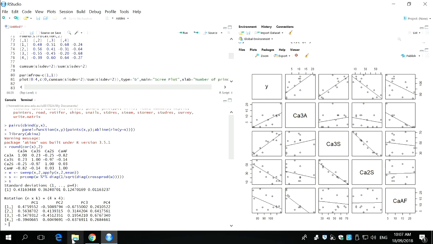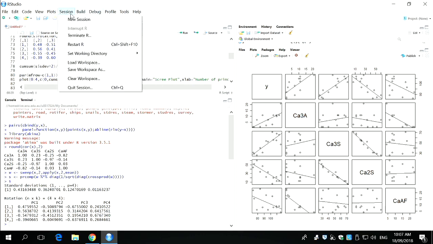It's got two elements. The first element it calls standard deviations. So these are what are called the variance components. These are the variances that you got for the first direction, the second direction, the third direction, and the fourth direction.